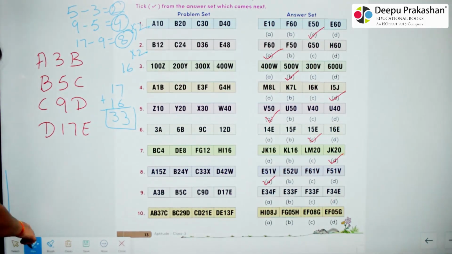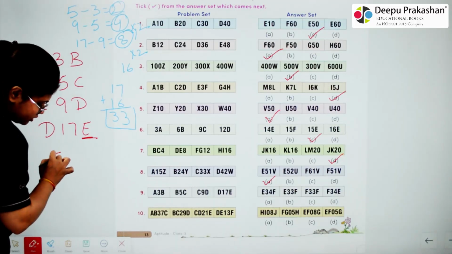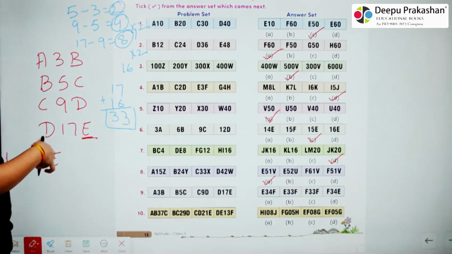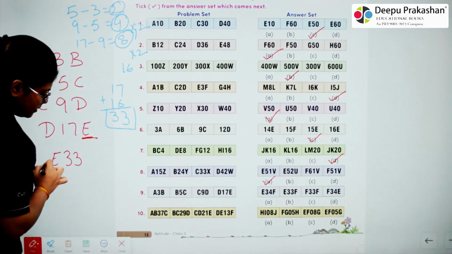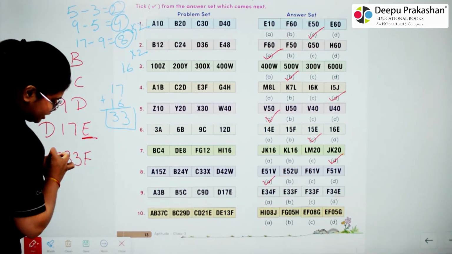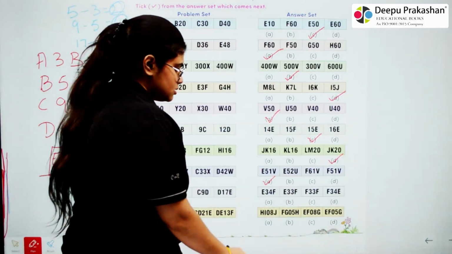And for the answer, the letter E will come first. As the pattern continues like this, the number will be 33 and the letter that comes after E is F. So E33F is the answer.